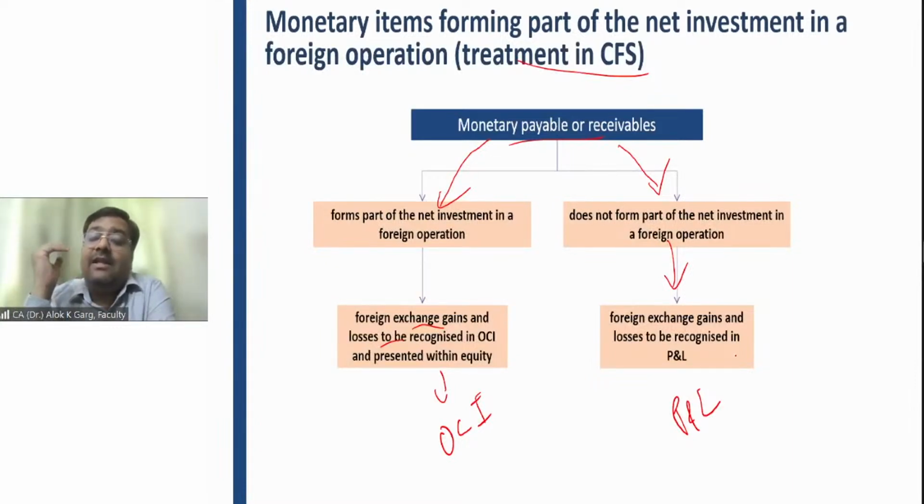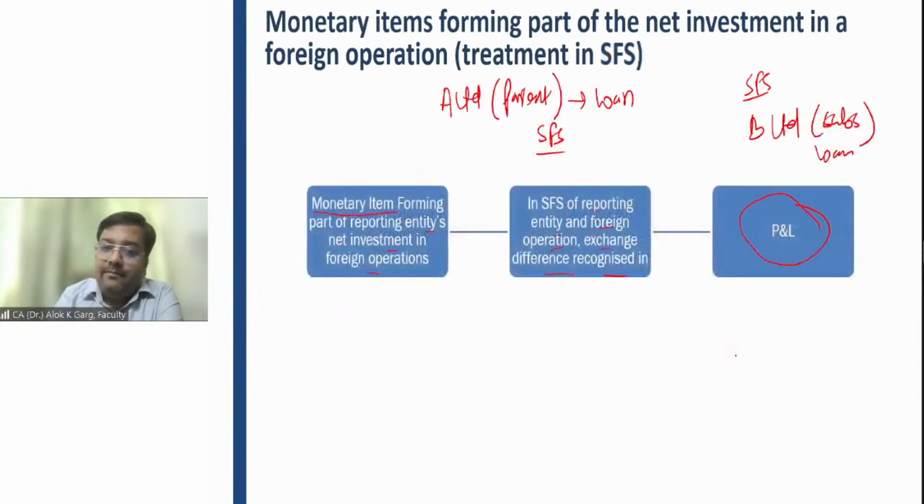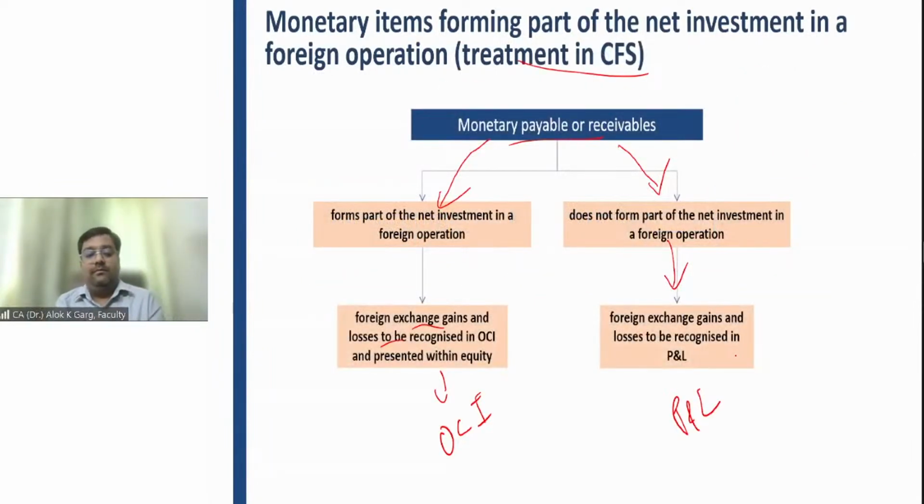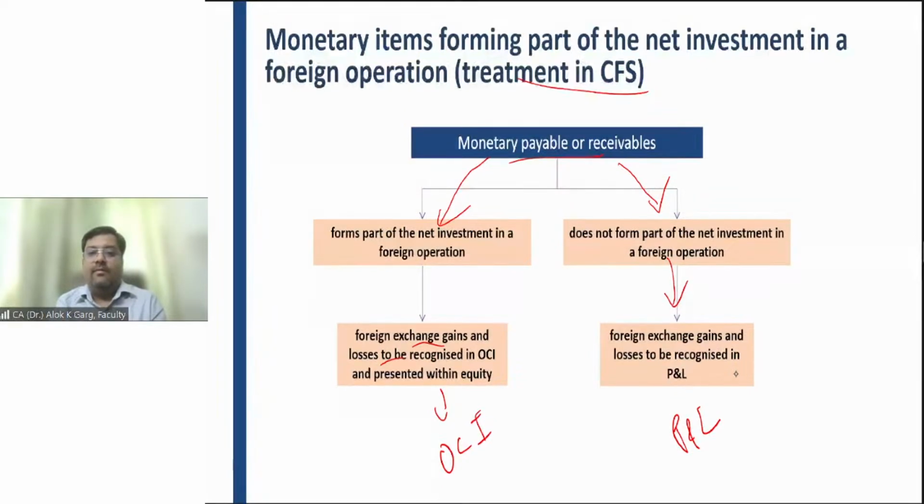But if something is in the nature of net investment, for example equity, there is no repayment period, it means it has to be for a long time, right? So there is no point in recording the income and expense in the P&L. It is more of a notional nature, right? That is why it has to go to the other comprehensive income. Is that clear? Yes, you're right, Namrata. Loan is like an equity.